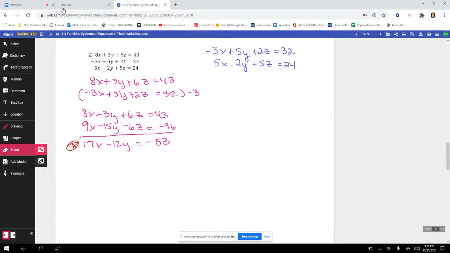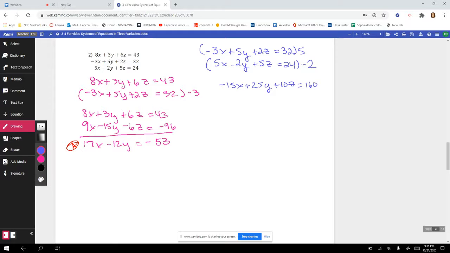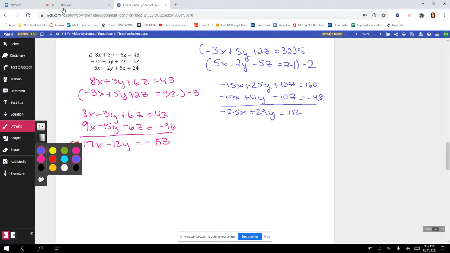So I'm going to multiply the top equation by 5 and the bottom equation by negative 2. So it gives me negative 15x plus 25y plus 10z is equal to 160. And then I have negative 10x plus 4y minus 10z is equal to negative 48. Draw my line. I have negative 25x plus 29y is equal to 112. Now, just like our other equation, we had eliminated letter z, so now we can work with these 2 equations together. So I'm going to rewrite the other one underneath.